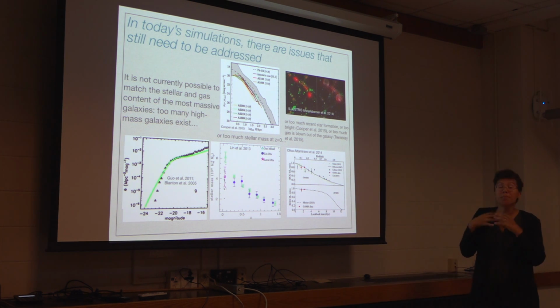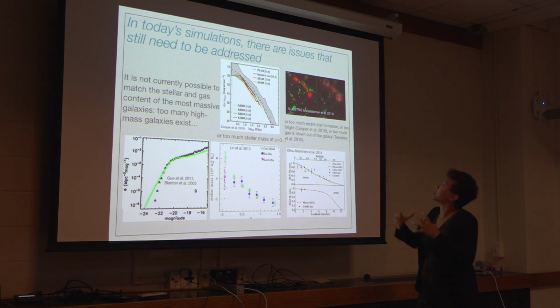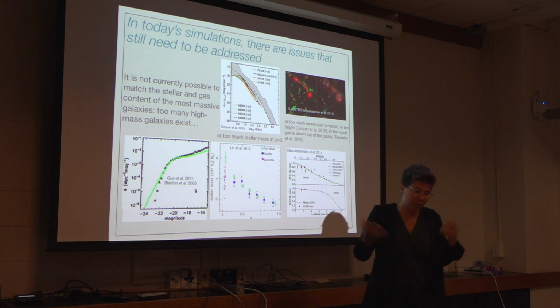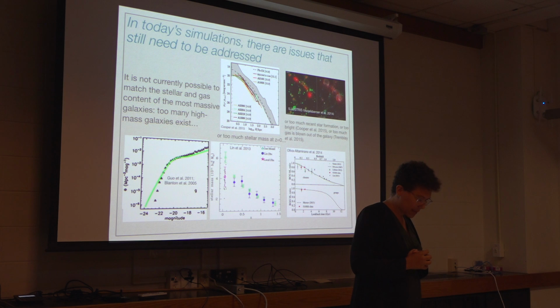Finally, we often see too much recent star formation, or star formation that is too bright. Or if you can match them, then you end up blowing out too much mass from the galaxies, more than what we see observationally.